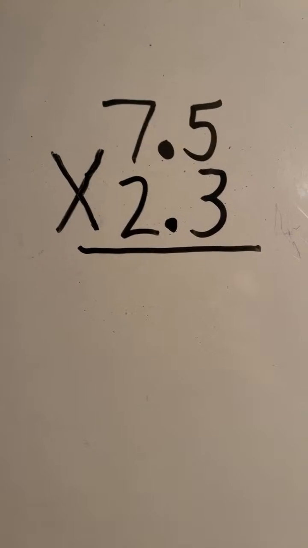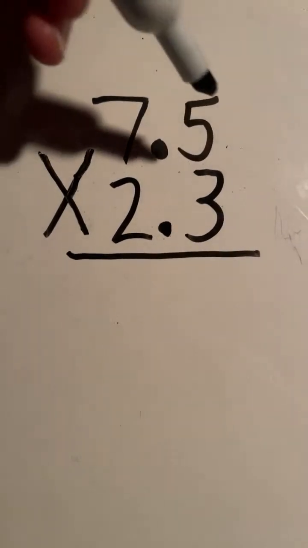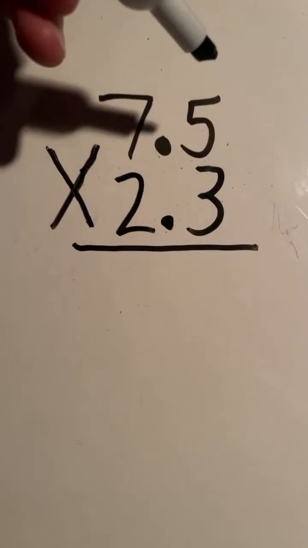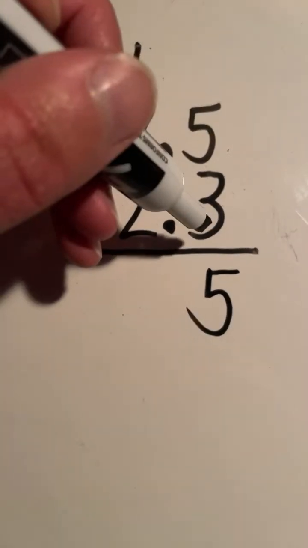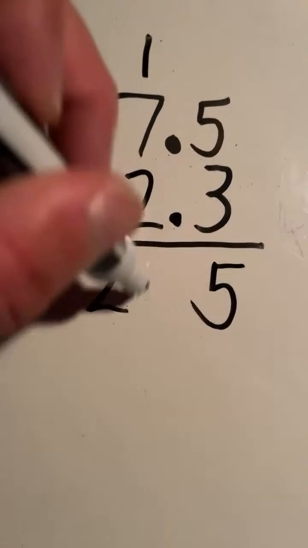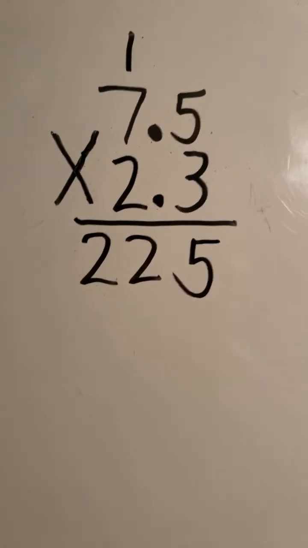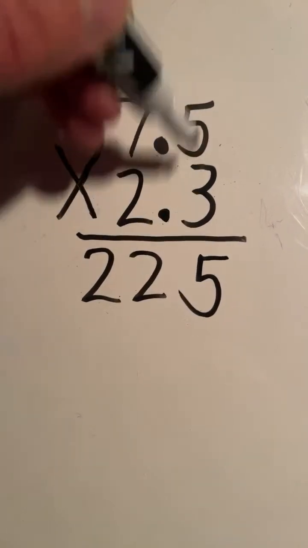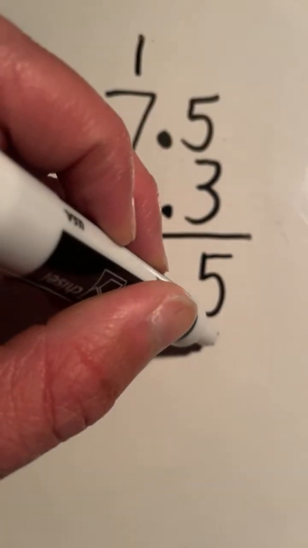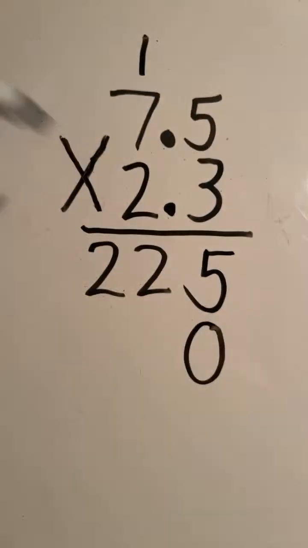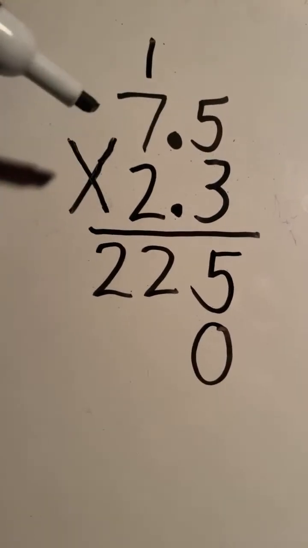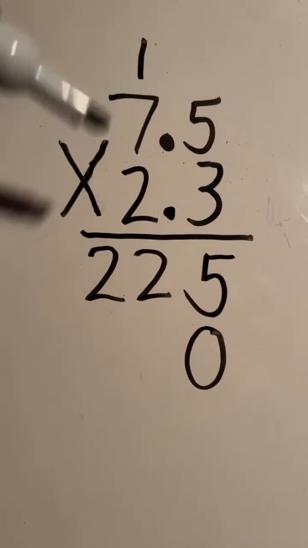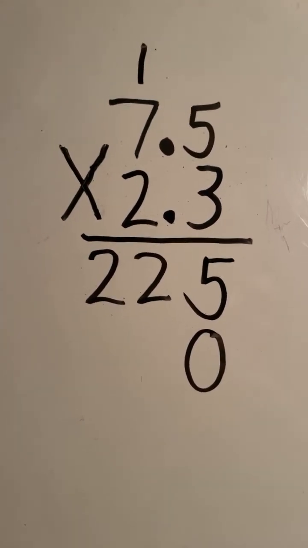So starting off, I'm just going to multiply the numbers as I would with any whole number problem. So 5 times 3 equals 15. 5, carry the 1. 7 times 3 equals 21, plus 1 equals 22. Now I'm going to put a 0 in the ones place since both digits in the ones place have been multiplied. Again, it's not really the ones place, but we're pretending it's a whole number for now. We're not going to do anything with the decimals until the very end.